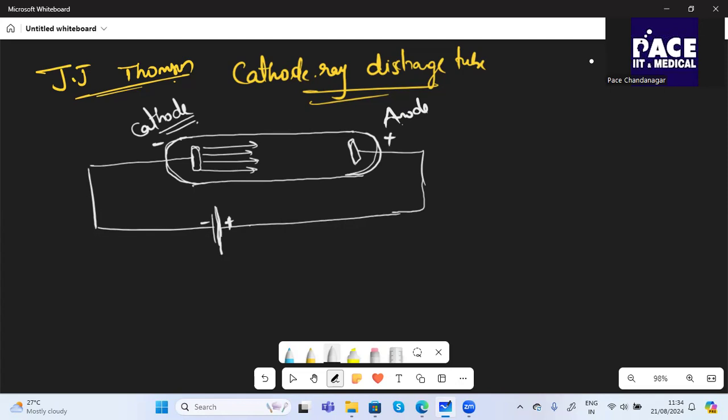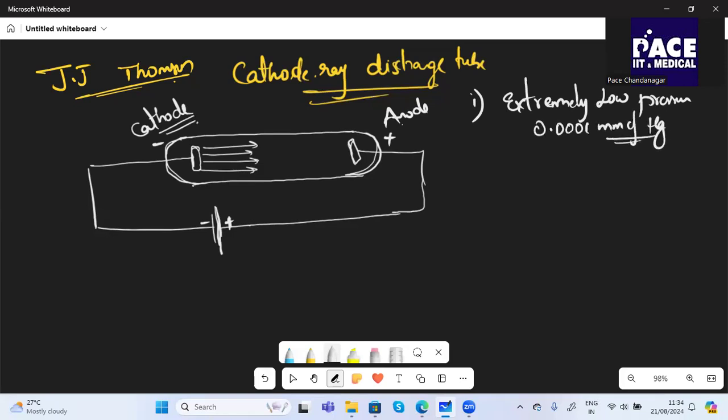Then from the cathode, this negative terminal, as you can see here, there are beams of electrons coming up. These are called cathode rays. And the main condition for it is extremely low pressure. How low is it? 0.0001 mm of Hg is the extremely low pressure we are considering as the condition.